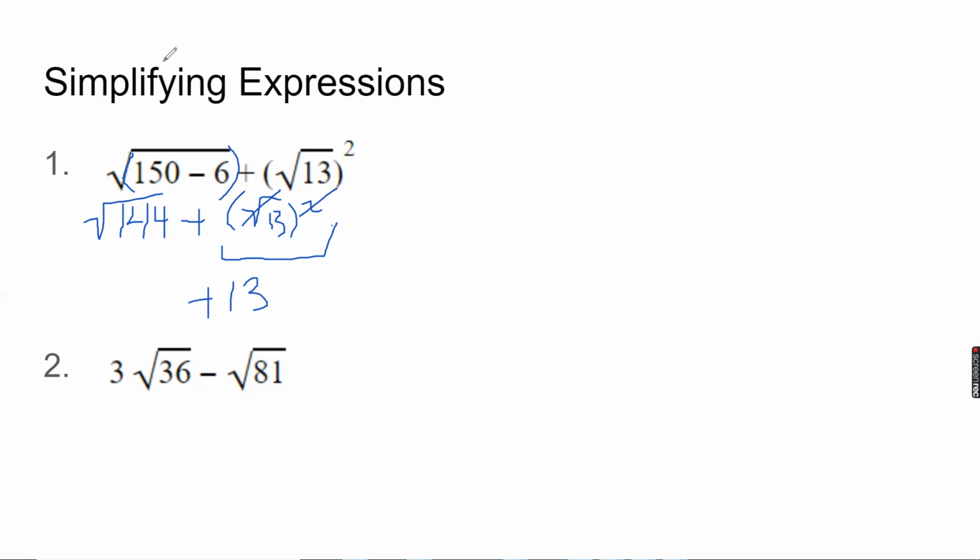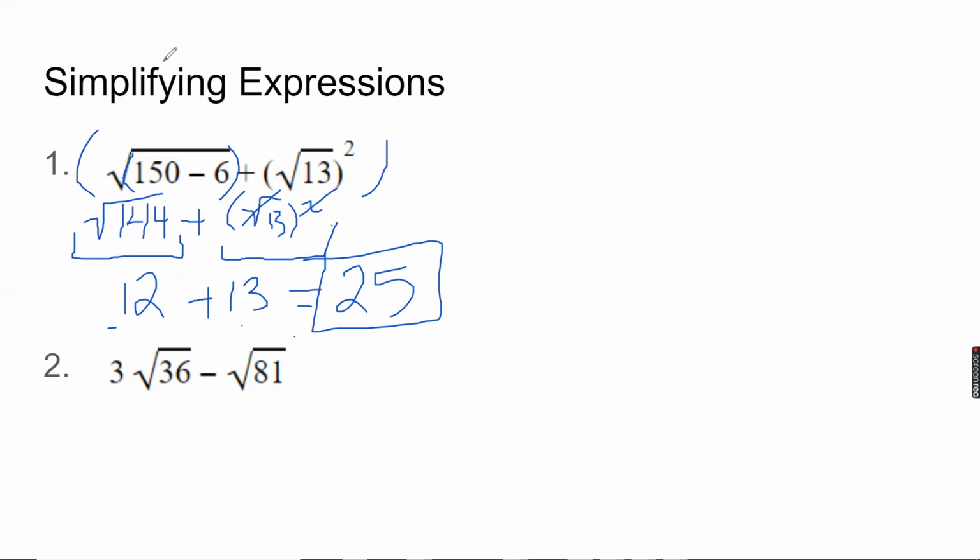I'm going to also simplify this part here. So I know, because I can look at my paper and I can see that the square root of 144 is 12. So this all simplifies to 12 plus 13, which is easy for me to do. We learned that in like first grade, and that's 25. So 25 is my final answer for that first problem.